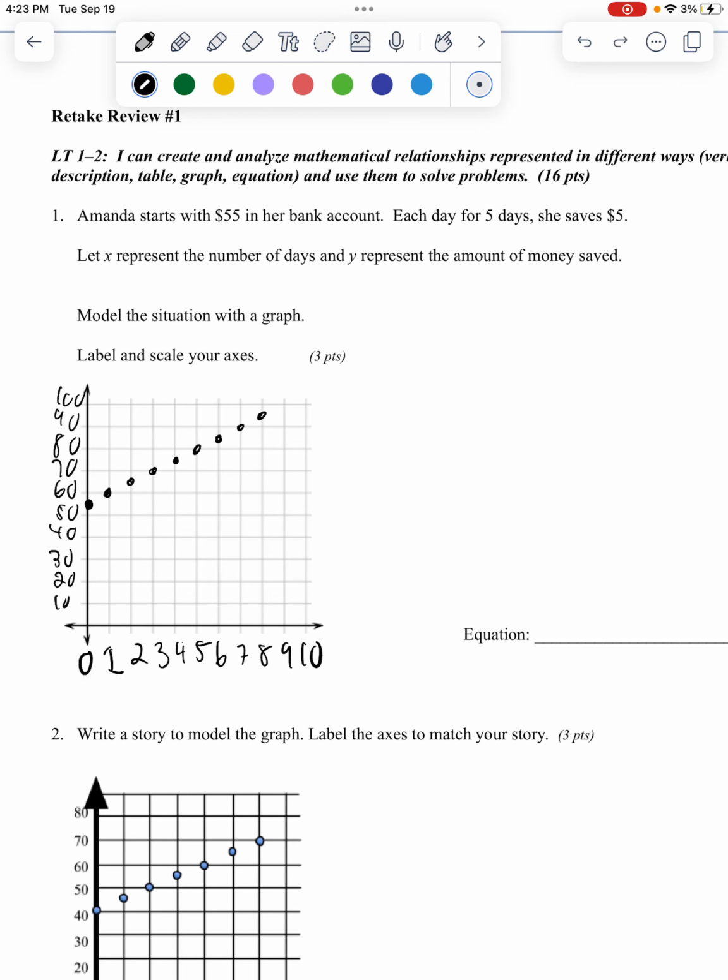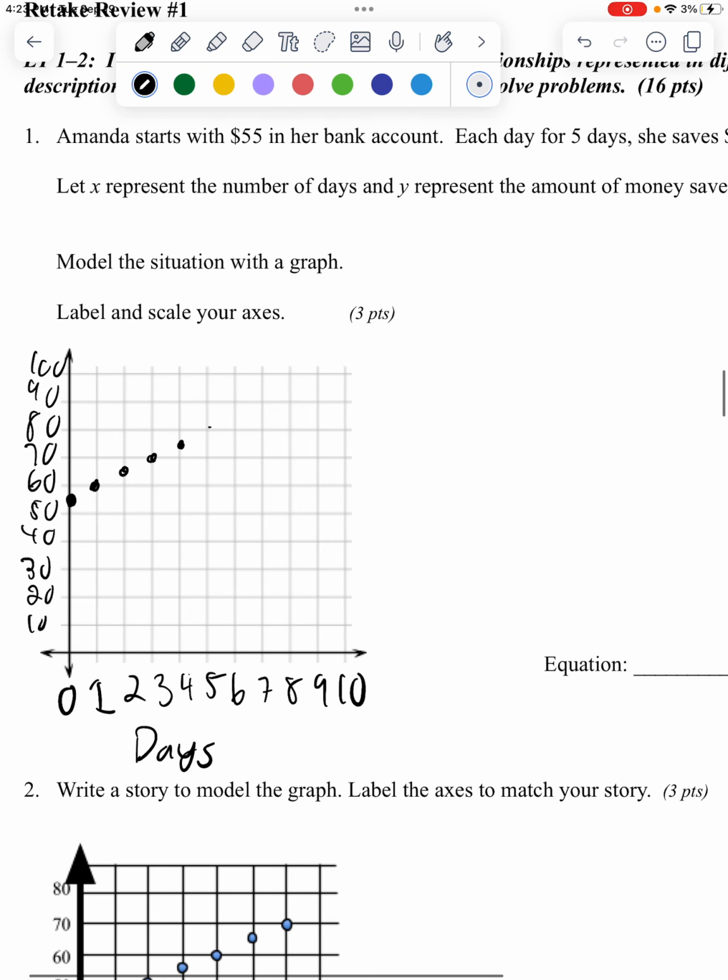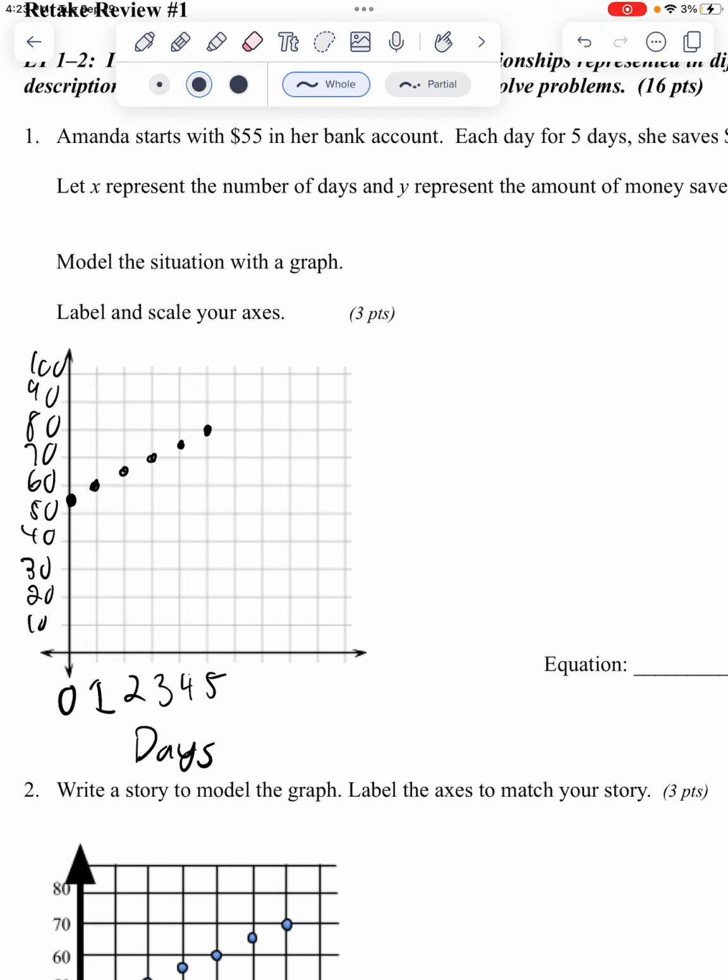It tells me to label my axes as well. So this is days, and this is money. Now I should stop at 5 days because the problem tells me that I'm supposed to stop at 5 days. So you could space your days out a little more than I did, but I chose to go this route.